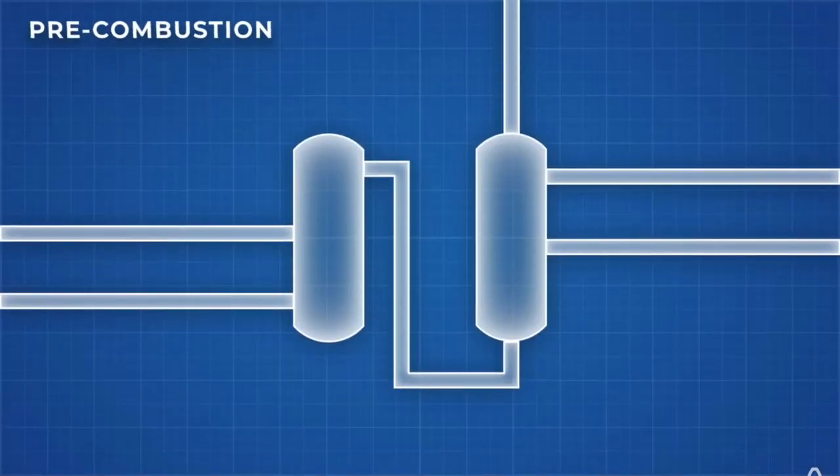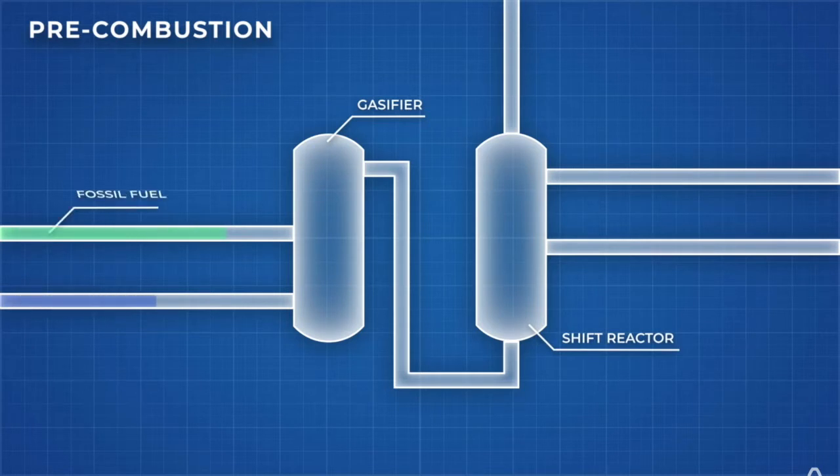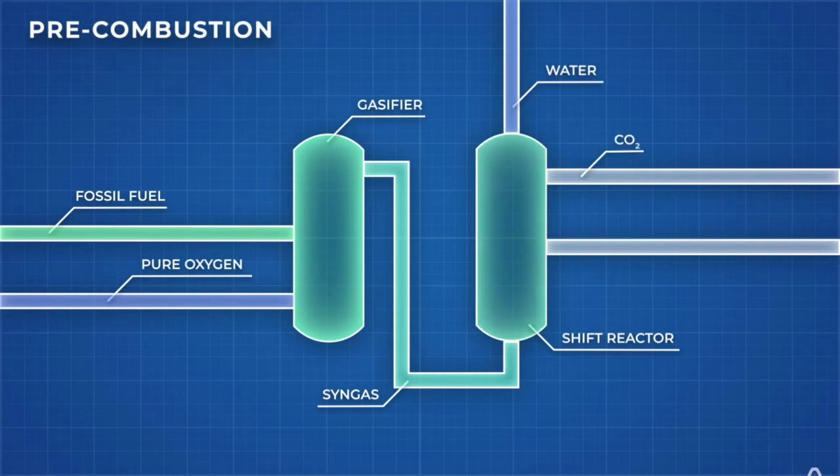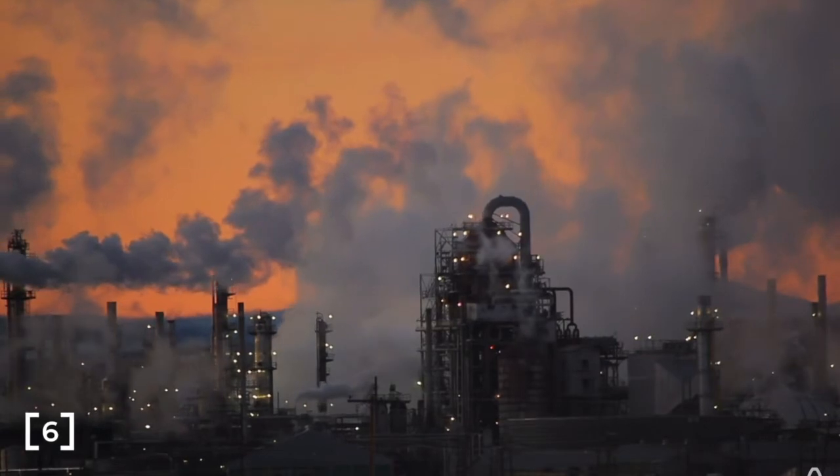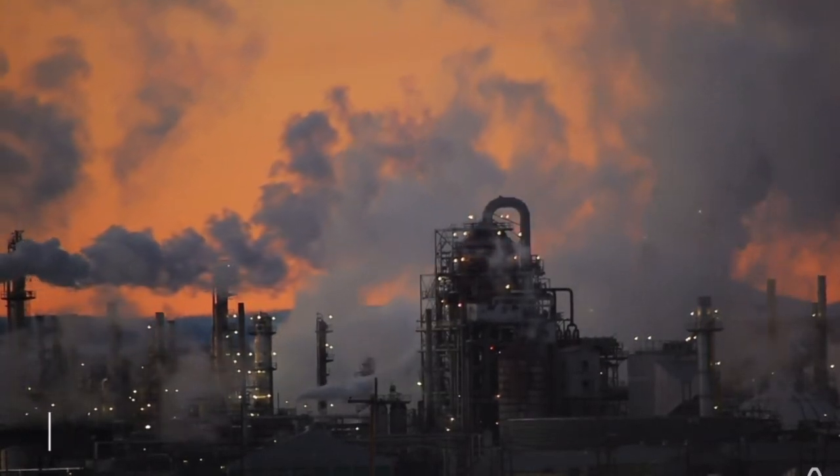In pre-combustion carbon capture, CO2 is trapped before it's diluted by other flue gases. The fossil fuel is heated in pure oxygen, resulting in a mix of carbon monoxide and hydrogen. The carbon monoxide is reacted with water to produce carbon dioxide, which is captured along with hydrogen. The hydrogen can be used to produce electricity, and the carbon dioxide is stored. Pre- and post-combustion carbon capture can prevent 80 to 90% of a power plant's carbon emissions from entering the atmosphere.